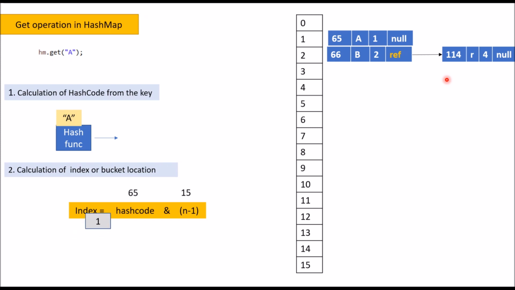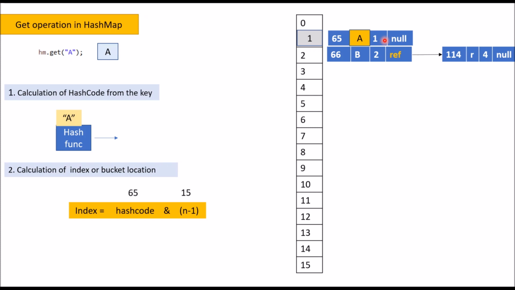At the index 1 we have one entry: 65, A, 1, null. So in this case, first comparison of hash code is going to happen. What is the hash code here? 65. What is the hash code of the key that we pass? 65. Both are equal. If hash code is matching, go for equality check for key. What is the key here? A. What is the key that we pass in the get operation? That is also A. Again both are equal, so value returned would be 1.